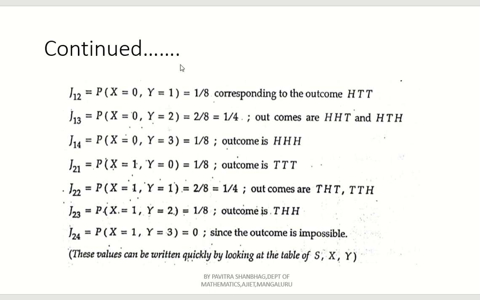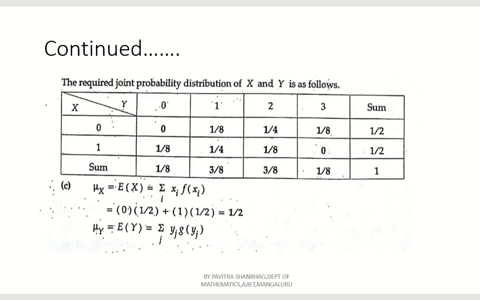Okay, now here we need to find it. This can be represented in the table as follows. See here, the table we have given is the required joint probability distribution of x and y. X represents 0 and 1, Y represents 0, 1, 2, 3, right? And it has the row sum and column sum.